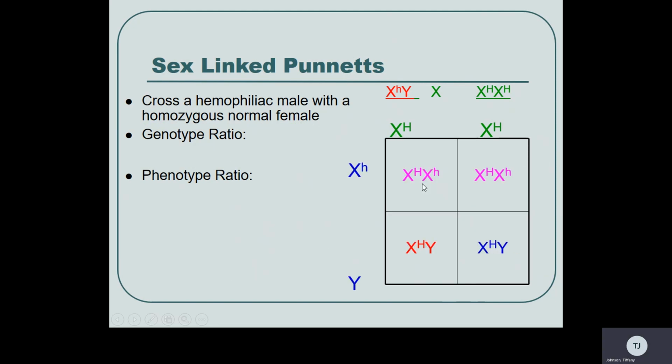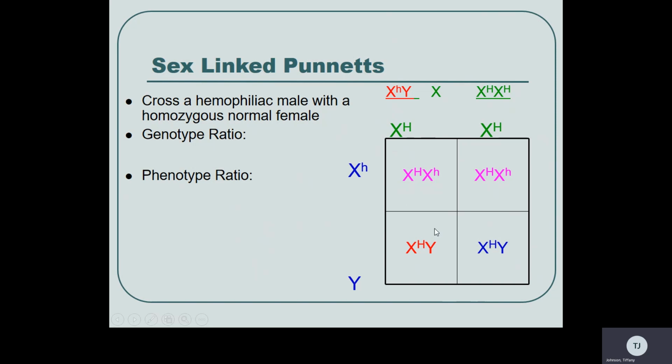So I end up with the first child being X big H, X little h, and that's a female, and then X big H, X little h. And so both of these females are going to be normal, so they're healthy. They don't have hemophilia, but they each carry that mutated gene that they could pass on to their children. All right, but then let's look at the boys, and boys are X big H Y, X big H Y.